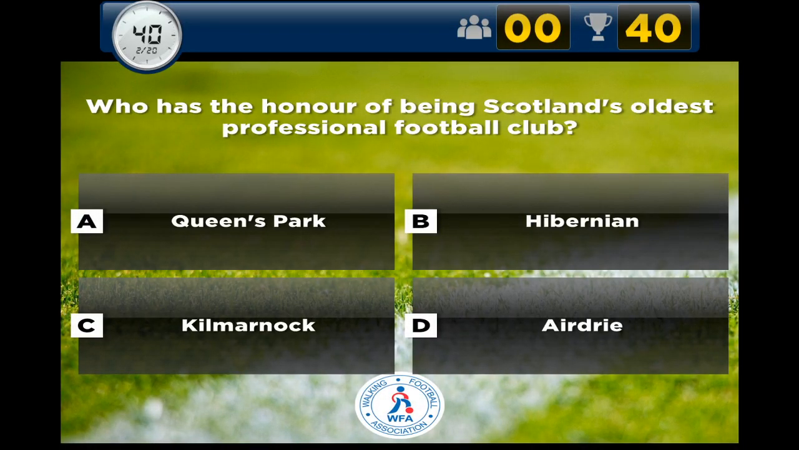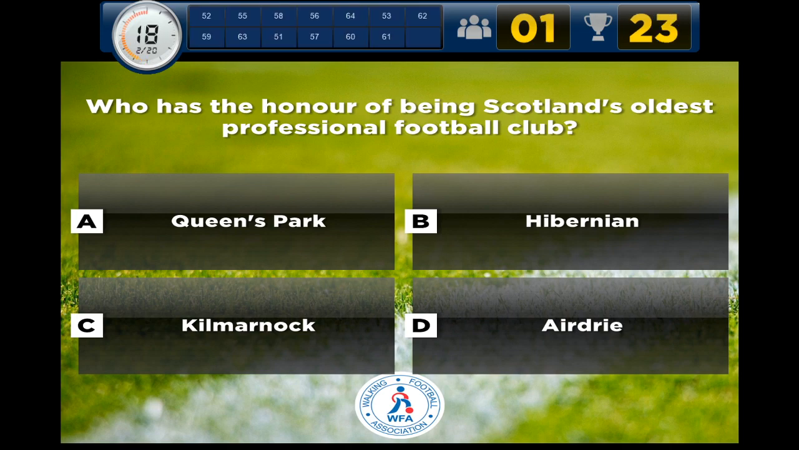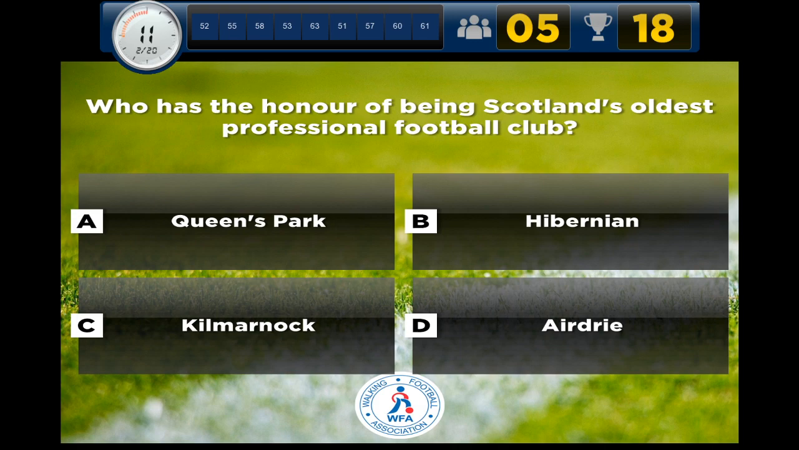So, who has the honour of being Scotland's oldest professional football club? So, if you answer now, it's either Queen's Park, Hibernian, Kilmarnock or Airdrie. So, Scotland's oldest professional football club. Ten seconds remain.